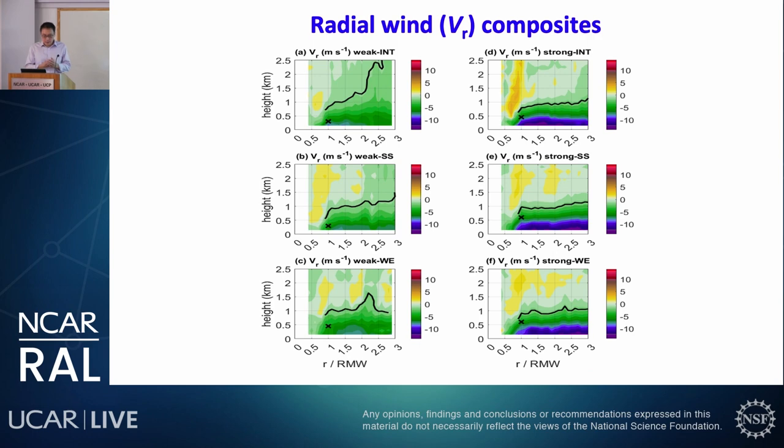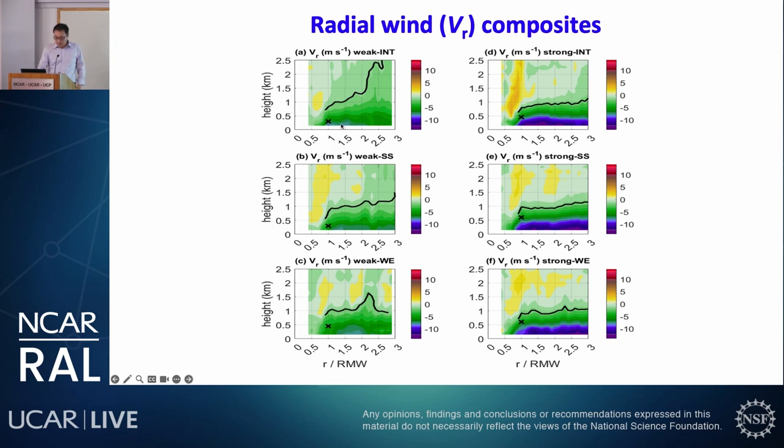Here, same as the previous slides, but this is for the radial wind. Again, left-hand side weak cases, right-hand side strong cases, and then comparing intensifying, steady state and weakening cases. Firstly, look at the composite for weak storms. This black line shows the top of the inflow layer, defined as the height where VR equals 10% of the peak inflow, and the black cross is the height of the maximum tangential wind speed. You can see this boundary jet is always within the inflow layer.